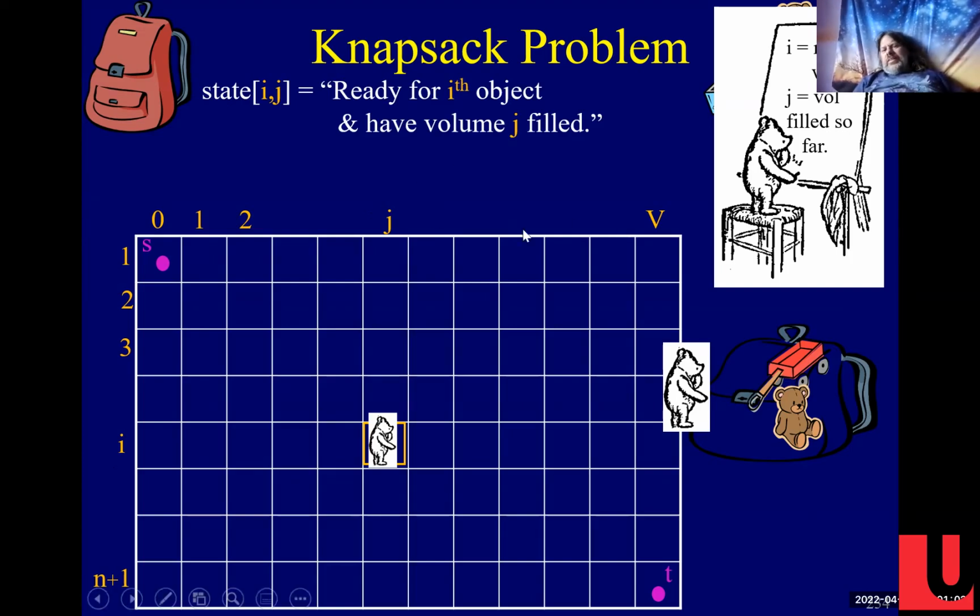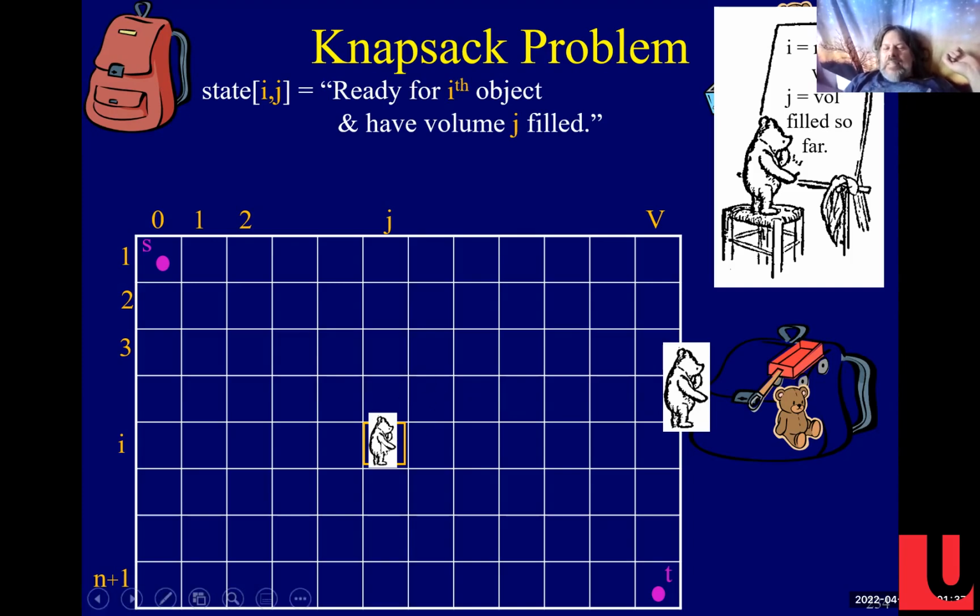Going forward, you could say, instead, how much knapsack does he have left to fill, right, is V minus J. So you could think in terms of how much knapsack I have left, or how much knapsack I have filled so far. You can think about that either way. But anyway, here he's sitting, right? And now you say, this is the state I'm in. This is the node of my graph. This is the subinstance I need to solve, right?